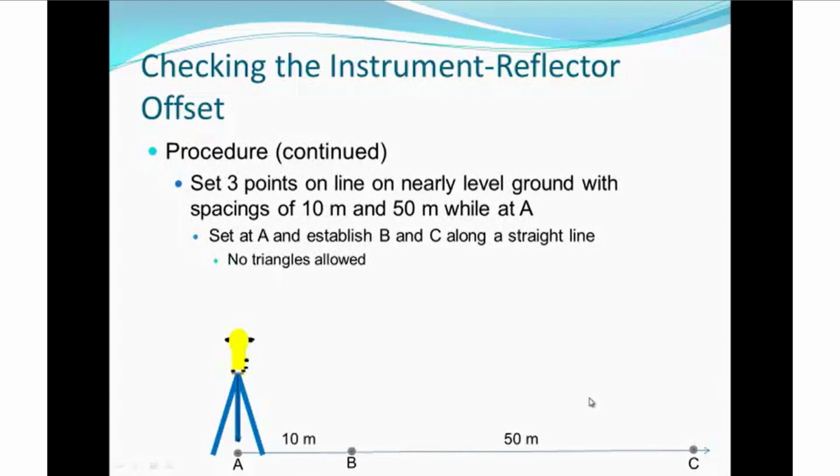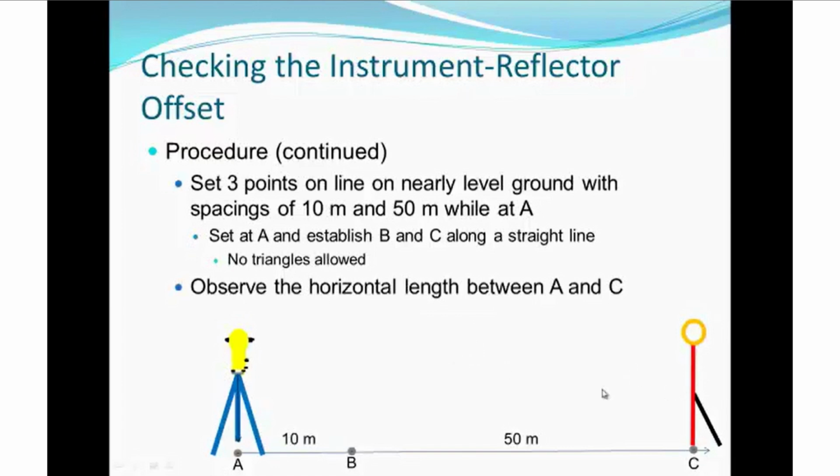So like I said before, the procedure is fairly simple. You set up 3 points on a line, and that's the important thing. They have to be exactly on a line. So you set up one endpoint, and then using the fundamental wavelength of your instrument, you set up multiples of that so that the distances are slightly different, and here I chose 10 and 50 meters. Establish A, B, and C so they're on a straight line, because if you don't, you'll have a triangle, and then you'll be measuring across that triangle.